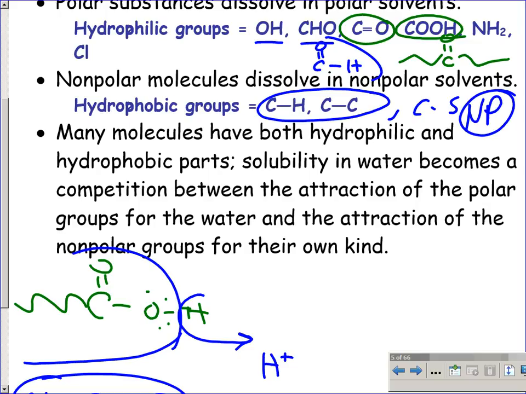Say one more time. 42A. 40, 41, 42A. 43E. 44C. 45D. 46E. 47 through 50, D. So 47 through 50 is D.